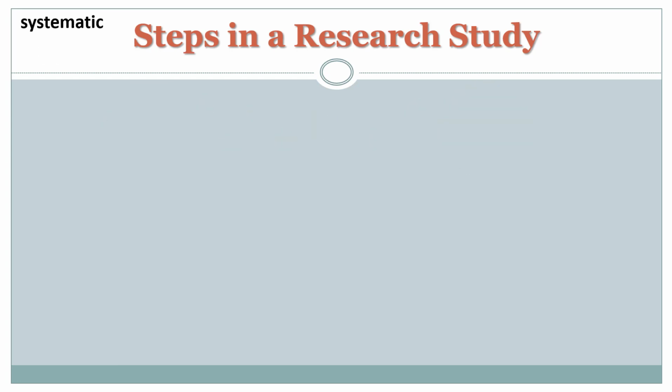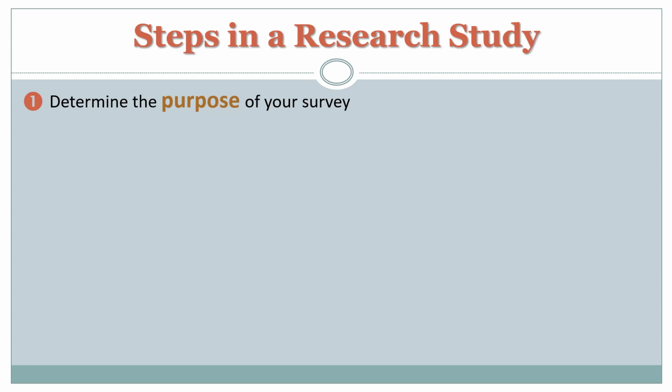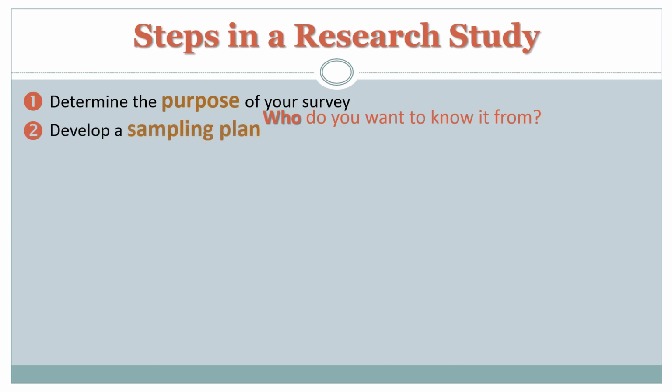The first step is figuring out the purpose of the study. What do you want to know? To use the cooking analogy, what do you want to make? A main dish? A dessert? That guides all of the next steps. Once you've figured that out, you then ask, who do you want to know it from? That helps you with the second step, determine the sampling plan.